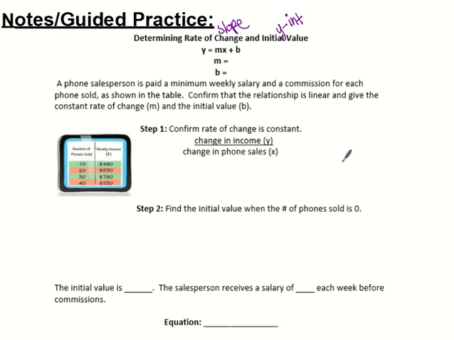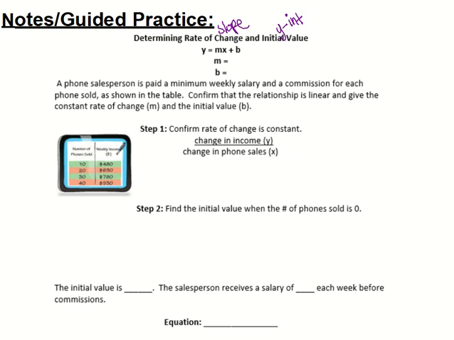It's our starting point. So it says a phone salesperson is paid a minimum weekly salary and a commission for each phone sold, as shown in the table. And I know this table is a little small, but I'll make sure I write them down better so you can see them. It says, confirm the relationship is linear and give the constant rate of change, the slope, and the initial value, b. So we need to first confirm that the rate of change is constant. So we're going to check that the slope is the same every time.